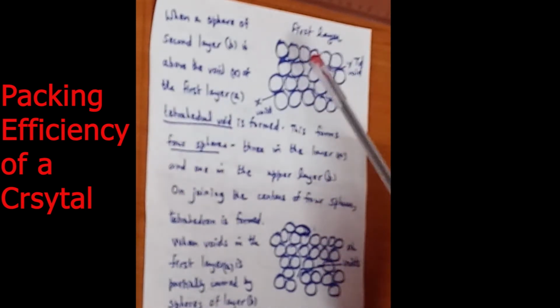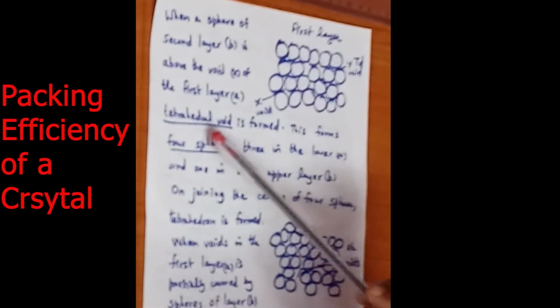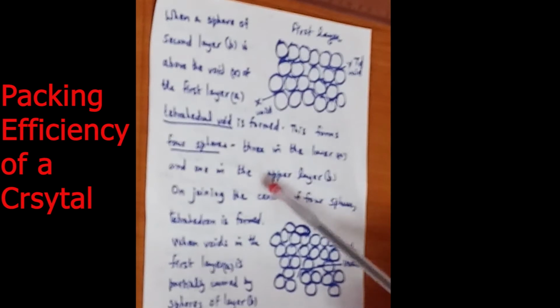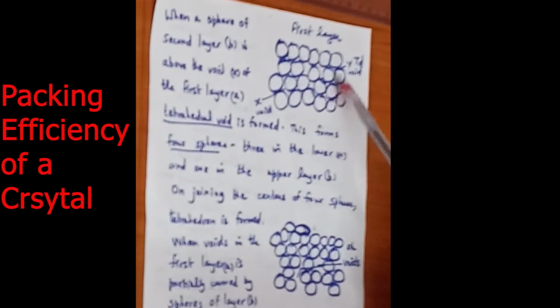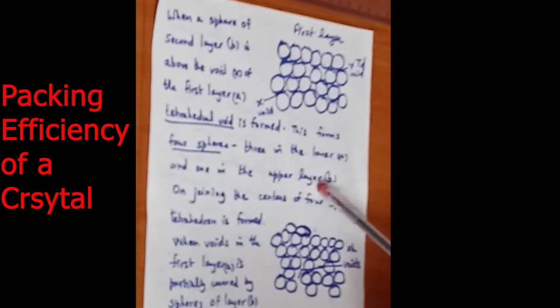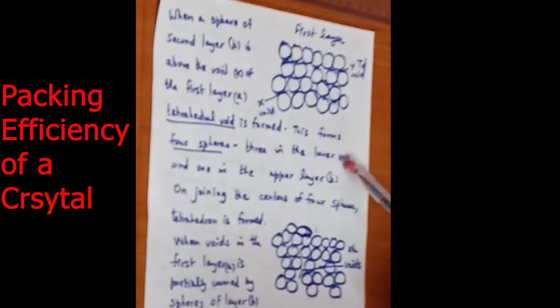Right? Where will the second layer be? If it is fixed in the hole above the first layer, that is called a tetrahedral void. It forms 4 spheres, 3 in the lower layer and 1 in the upper layer. The lower layer is A, the first layer, and in the upper layer there will be B. So on joining the centers of the 4 spheres, a tetrahedron is formed.